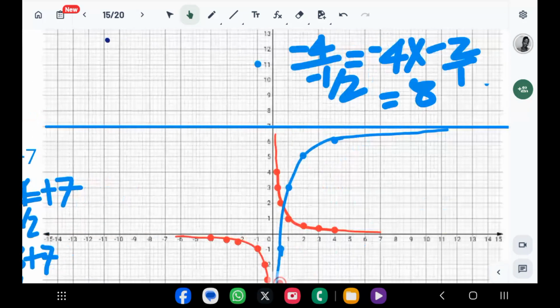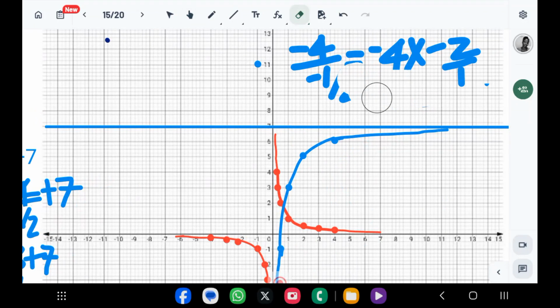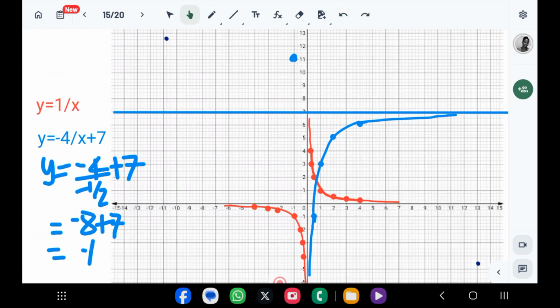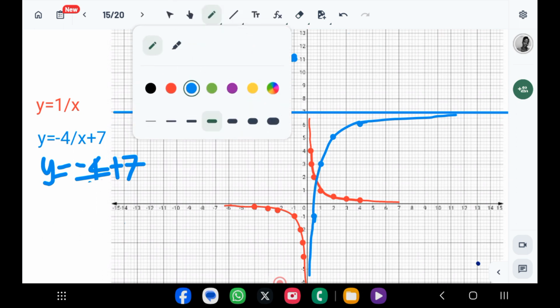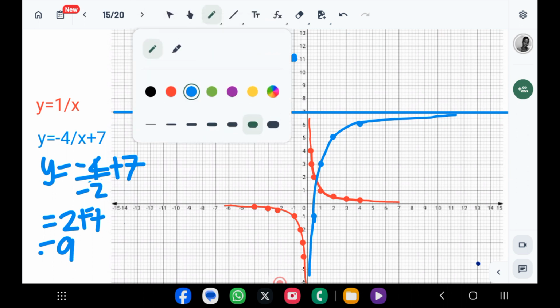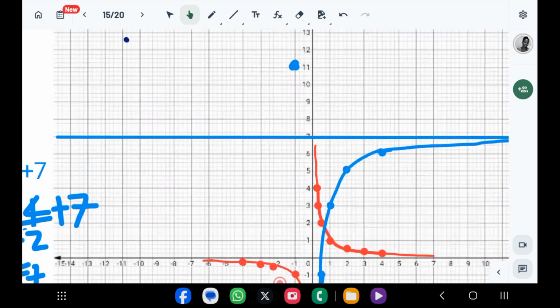Alright. When x equals, it's outside of range for this axis. Okay, so it goes this direction. Alright, when x equals negative 2, we've got 2 plus 7, which is equal to 9. When x equals negative 2, we've got 9.